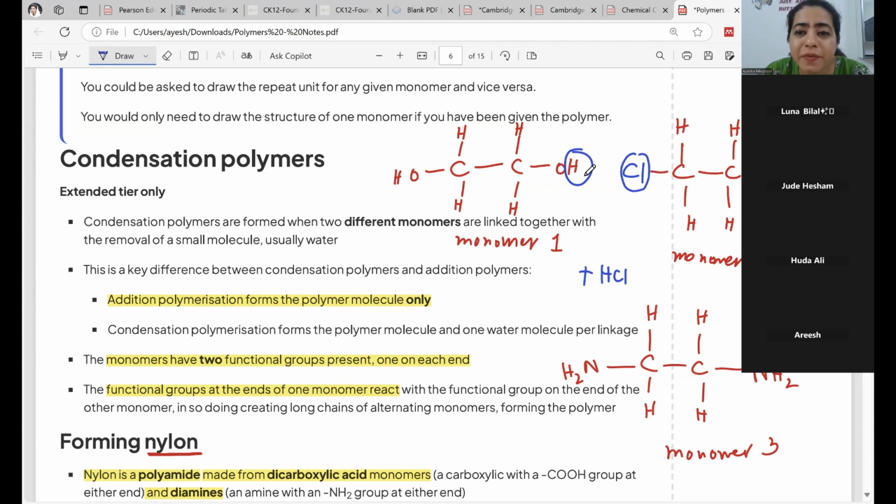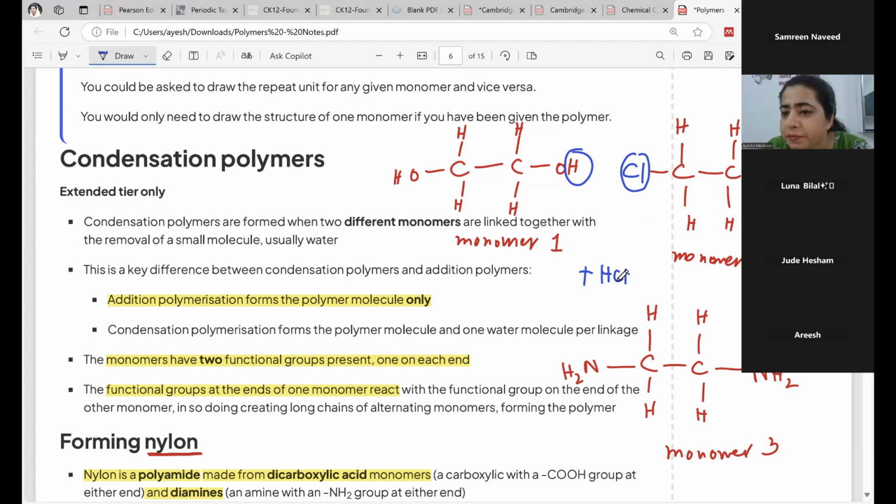Okay, so this is giving hydrogen, this is giving chlorine, so HCl is going to be removed, and this O will connect with the C. Okay, so whatever the functional group is will decide what is going to be removed. For your syllabus, we are just checking those functional groups which release a water molecule. Otherwise, miss, it can be any small group released, depending on the functional groups.